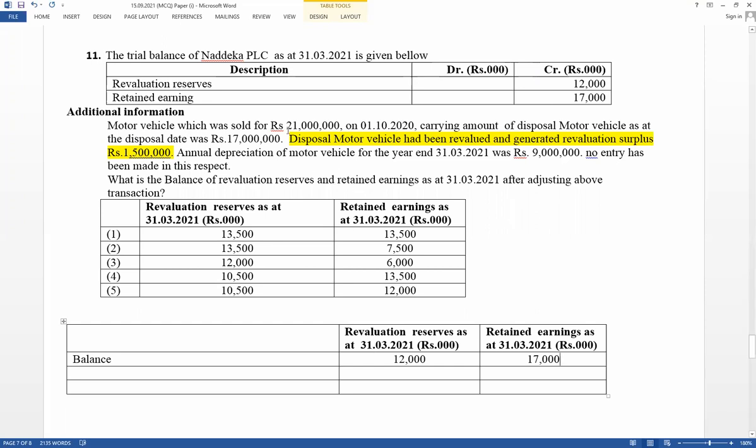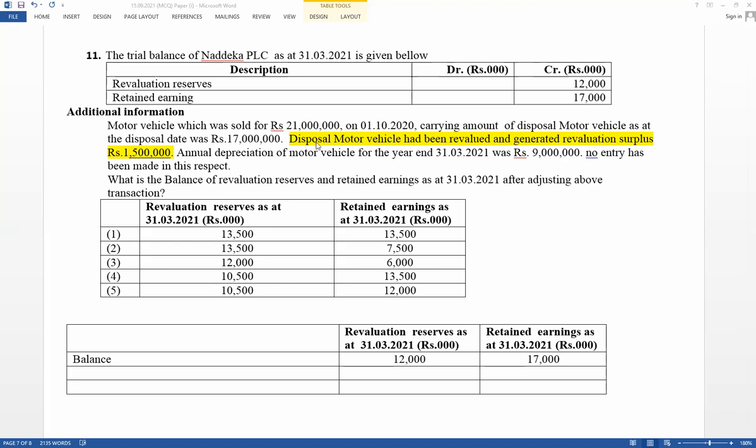Think first one, motor vehicle disposal profit and loss can be recognized. It has not given accumulated depreciation. It has not given cost value. Therefore, no need to prepare disposal accounts, but given carrying amounts as well as disposal value. By comparing carrying amounts and disposal value can be recognized disposal profit and loss. Carrying amount of disposal asset equals 17,000, but disposal value is given 21,000. So disposal value is higher than the carrying amounts. Therefore, difference value should be considered as a profit.